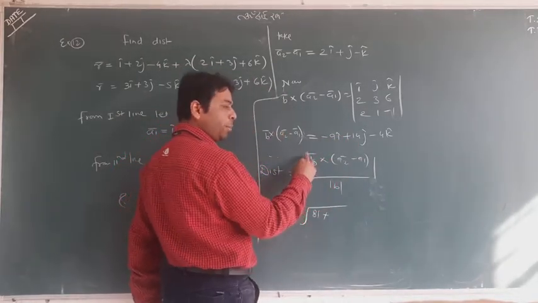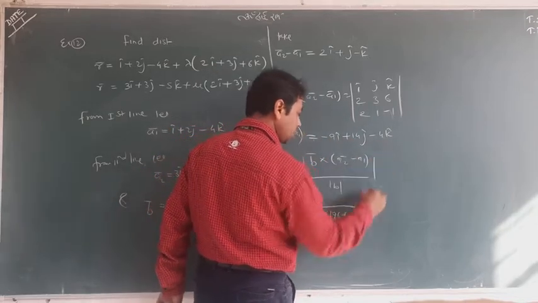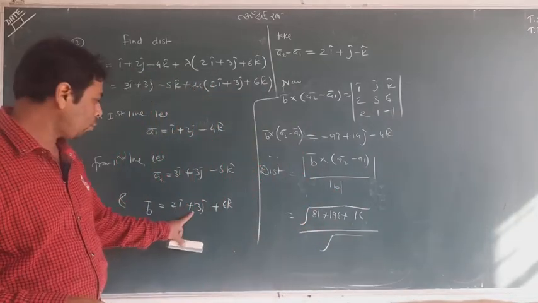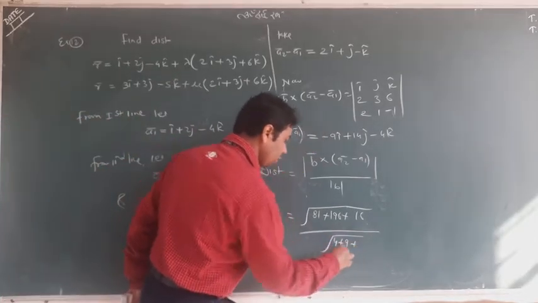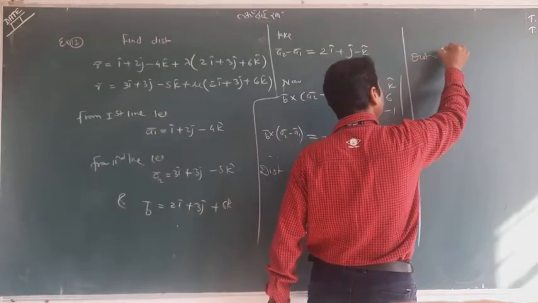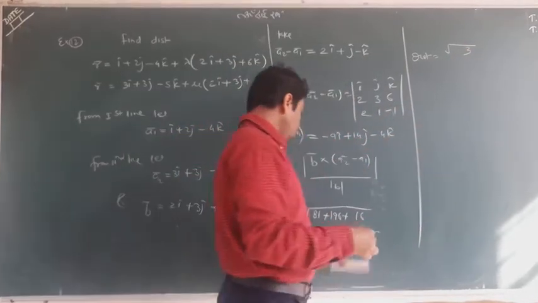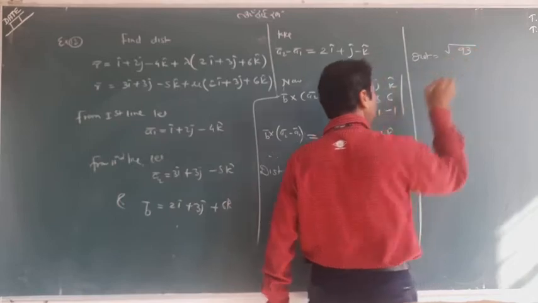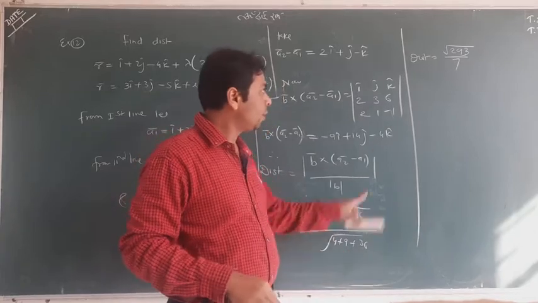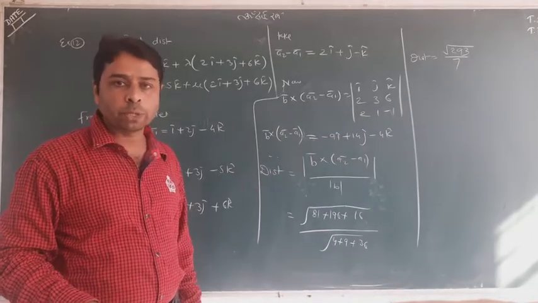You know how to take a mod. You are finding the mod of B cross (A2 minus A1), which is this one: 81, 196, and this is 16. And B is in mod, you know how to find the mod of B: 4, 9, and 36. So lastly, the answer is given by distance equal to, you can add all this: 6, 6, 12, 13, 1 carry 2, 11, 8, 19, 1 carry and 2, 293, upon this whole will be 7. So 293 upon 7 is the answer, that is the distance between two parallel lines.